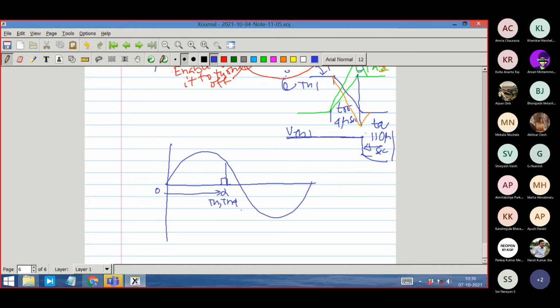Okay, so what we know is what will be the current: TH1, TH4, and the second one will be at this point, right? At this point, that will be TH2, TH3, right? So this duration is pi. We are taking alpha greater than 90 degree situation. So if that is the pi, what will be the current? Current I am drawing quickly.